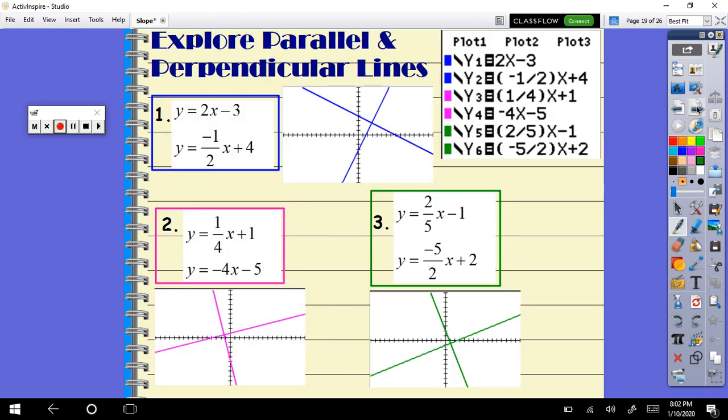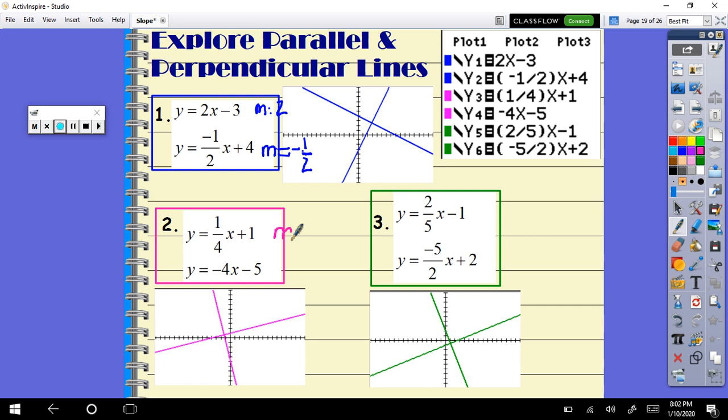Well, we could do a similar exploration for parallel and perpendicular lines. So here my blue lines have slopes of m equals 2 and m equals -1/2. Well, when I graphed those and took a picture of it for you, how would you describe the lines? Well, they look like to me they're crossing at right angles. That makes them perpendicular. Pink lines are the same idea.